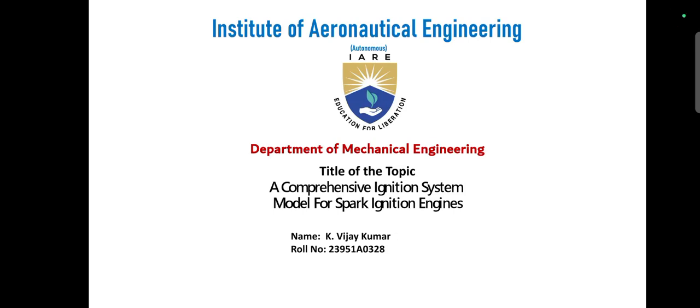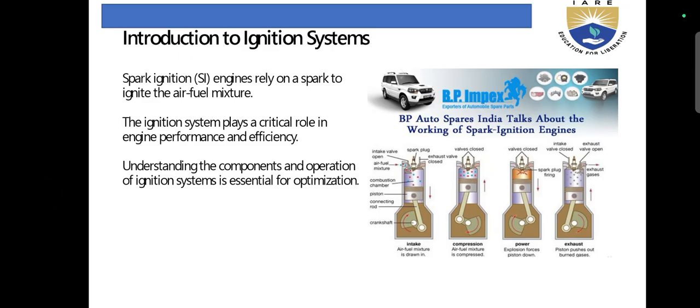I'm from Mechanical Engineering. Today the topic is about a comprehensive ignition system model for spark ignition systems. Here is the introduction to ignition systems. Spark ignition (SI) engines rely on a spark to ignite an air fuel mixture. The ignition system plays a critical role in engine performance and efficiency. Understanding the components and precision of ignition systems is essential for optimization.